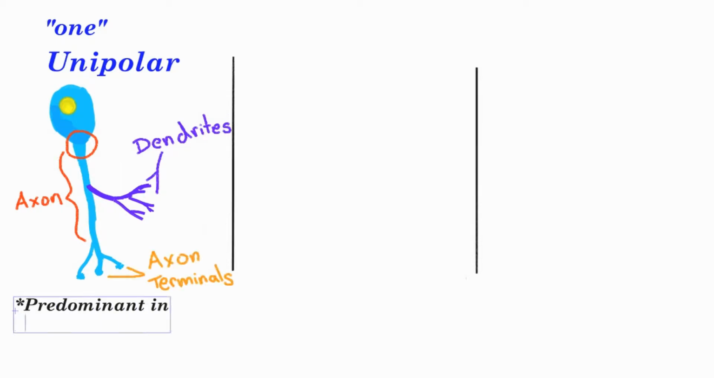We'll start with the unipolar neuron here. A unipolar neuron is one that only has one process coming from the soma. In unipolar neurons, the process will extend out and divide off with one of the branches acting as the axon and the other as the dendrites. These are the predominant neurons in invertebrate animals.